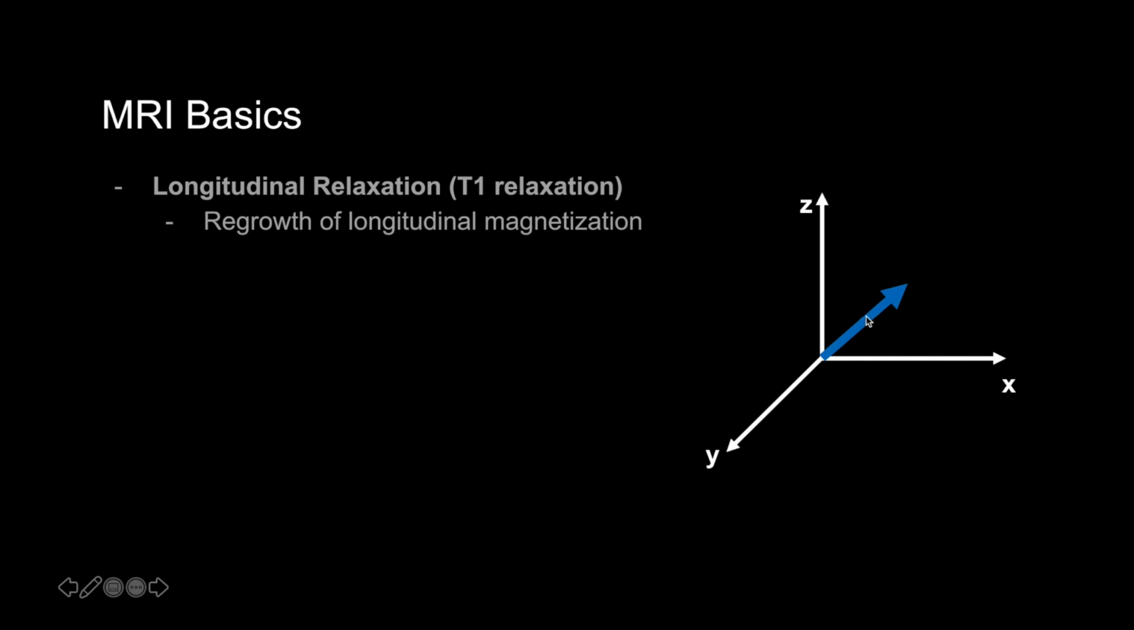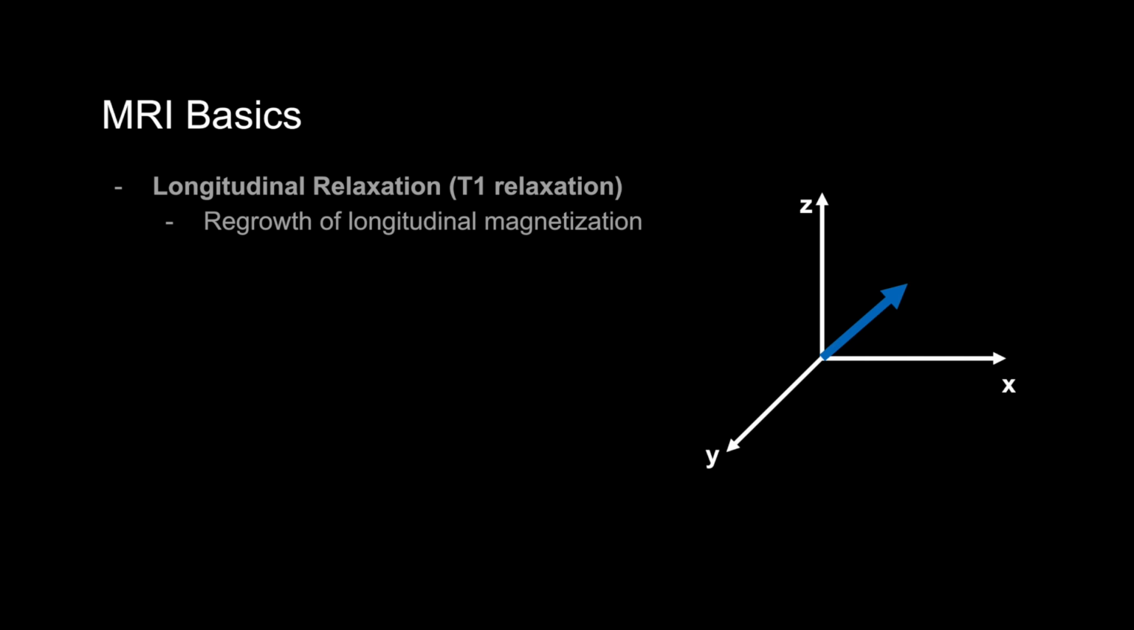At any given point between the XY plane and the z-axis, there's going to be a net magnetization vector with a z-axis component or longitudinal component and a transverse component in the XY plane. What matters here is that depending on the tissue environment, the net magnetization will relax back into the z-axis at different rates.